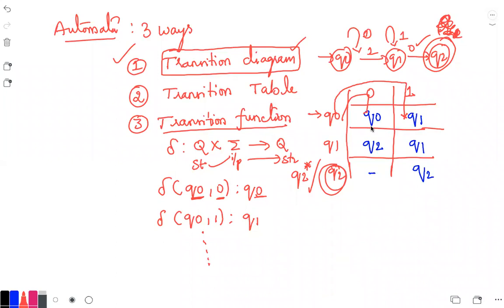So if the examiner asks you to write in table or function, there's no alternative. If he asks for a table, write the table. If he specifies a function, write in the delta format. If not specified, by default, you go for the transition diagram because it occupies more space.